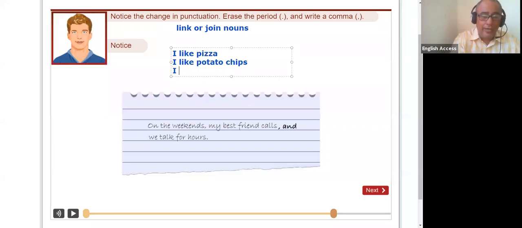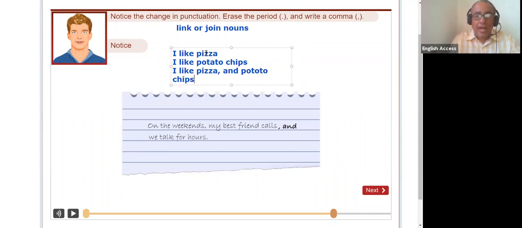For example, I like pizza. We need to use a comma and potato chips. So here I am linking pizza and potato chips. You see, here the letter I is always capital. For example, when I'm going to use a different subject or a different noun or pronoun.